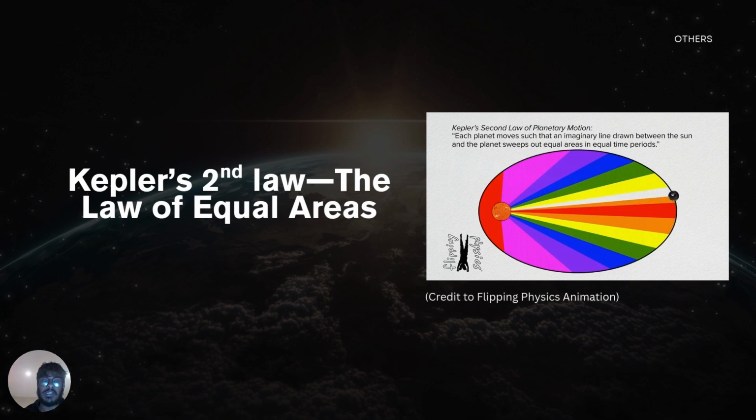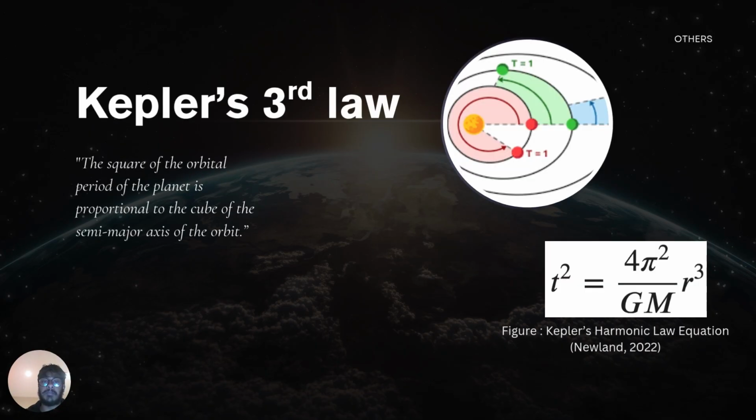Kepler's second law states that a line connecting a planet to the Sun sweeps out equal areas in equal intervals of time. So as the planet moves closer to the Sun, its radius vector shortens, and to conserve angular momentum, its tangential velocity must increase, and vice versa when it moves away.